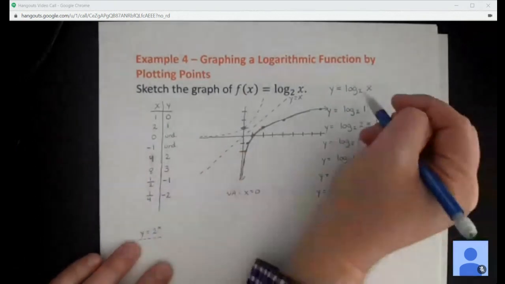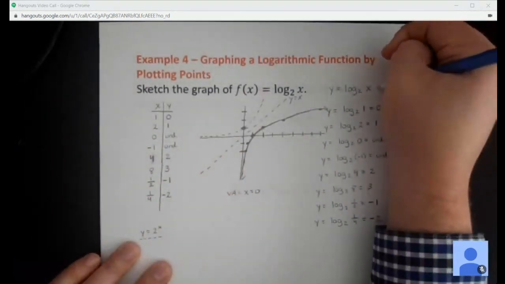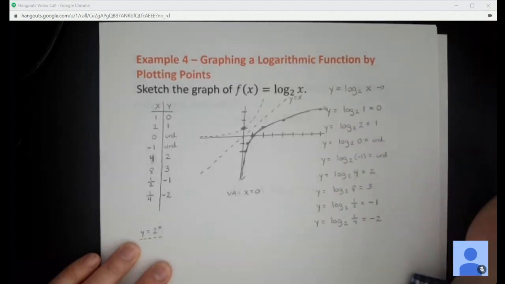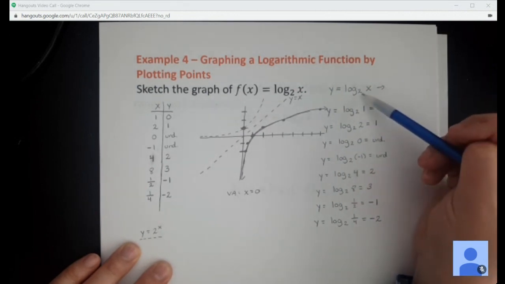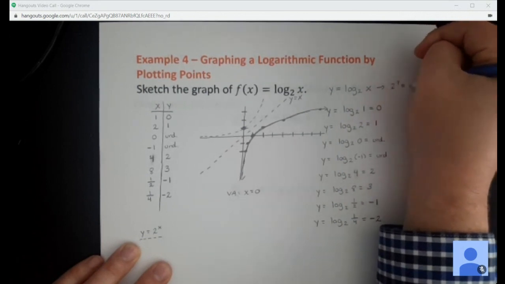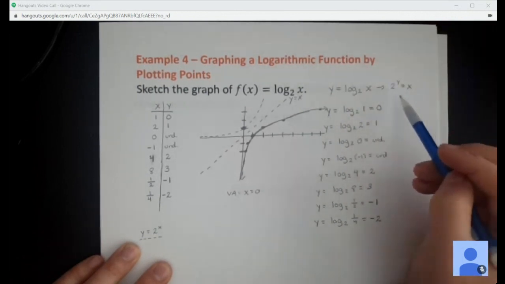So if we think about this, I want to change this now to exponential form. What would be the exponential form of this original equation here? So almost, right? The base is 2, but we want to raise it to what power? 2 to the y is equal to x, right? So the exponential form of the original logarithmic equation would look like this right here.